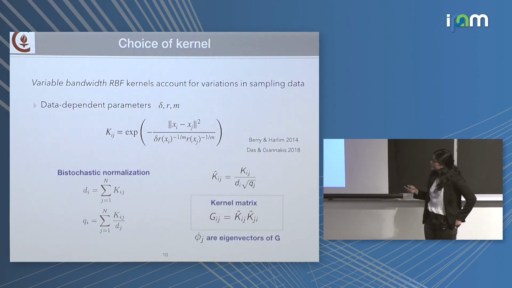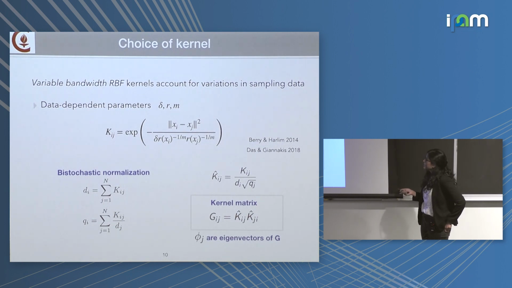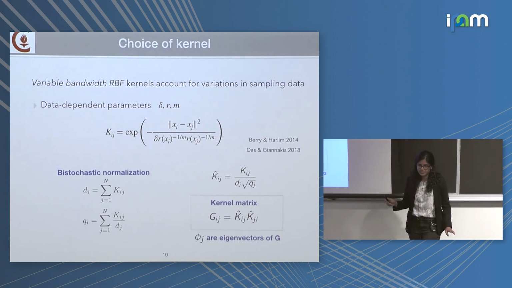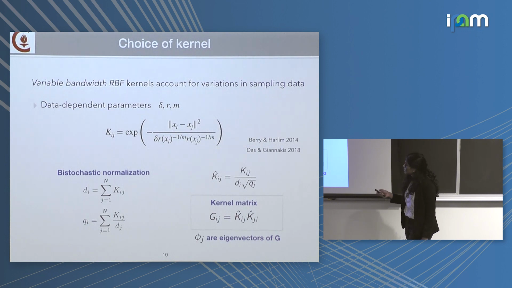Our choice of kernel for these examples is the variable bandwidth radial basis function kernels, which account for large variations in the sampling data. These have some data-dependent parameters that you have to tune, but there are automatic tuning parameters that are summarized in these papers. So you have this bandwidth parameter that you have to tune anyway for the radial basis function kernel. And you also have kernel density estimates of the sampling density, as well as an estimate of the manifold dimension of the observed submanifold, if there is one.